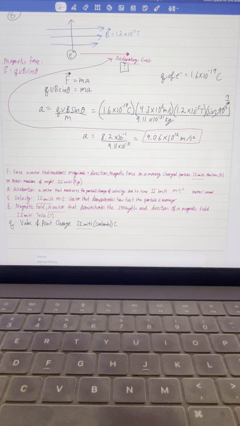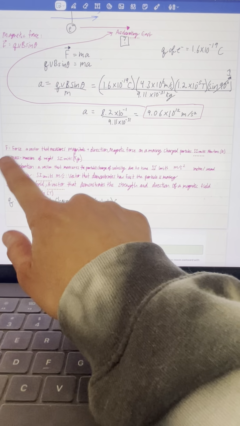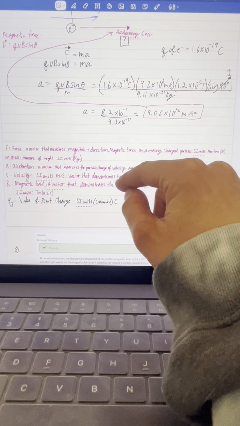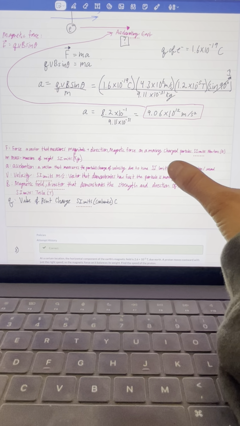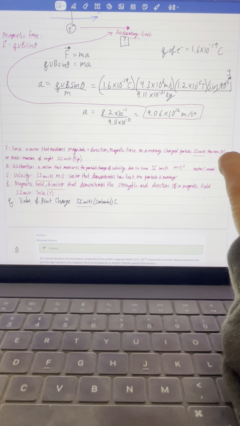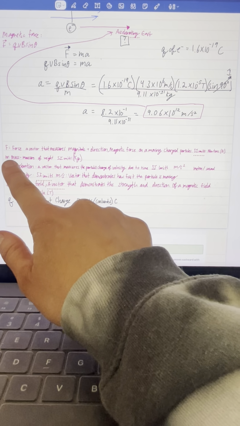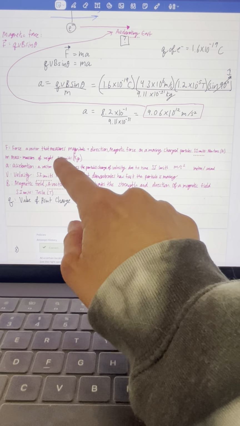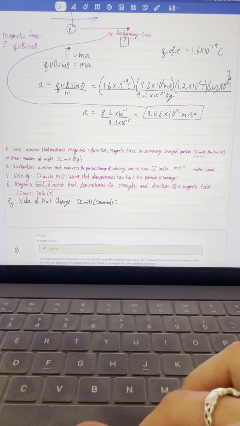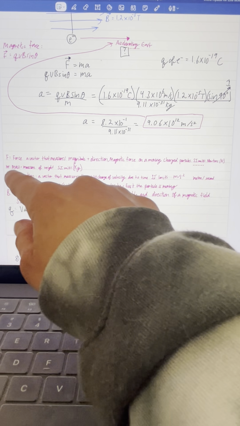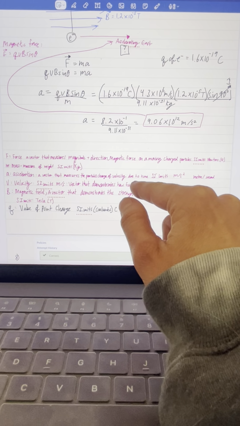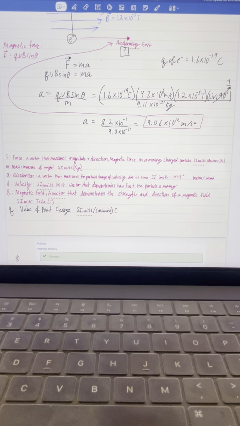What all these things mean is F is force, which is a vector that measures magnitude and direction, and this specifically is the magnetic force on a moving charged particle. The SI unit for this is newtons, N. M is mass, a measure of weight, with SI units in kilograms. And A is acceleration, which I went over earlier, a vector that measures the particle's change of velocity over time. Its SI unit is meters per second squared.